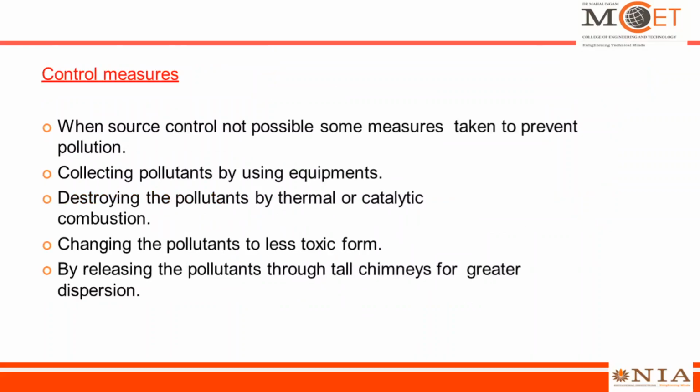Control measures: when source control is not possible, some measures need to be taken to prevent the pollution. So collecting pollutants by using some equipment, destroying the pollutants by thermal or catalytic combustion, changing the pollutants to less toxic forms, and the last one is releasing the pollutants through tall chimneys for greater dispersion, so that it does not affect the people who are staying nearby those factories. Meaning the pollutants should be released as high as possible so that they get dispersed into the sky and don't come down into the lower regions of the atmosphere.